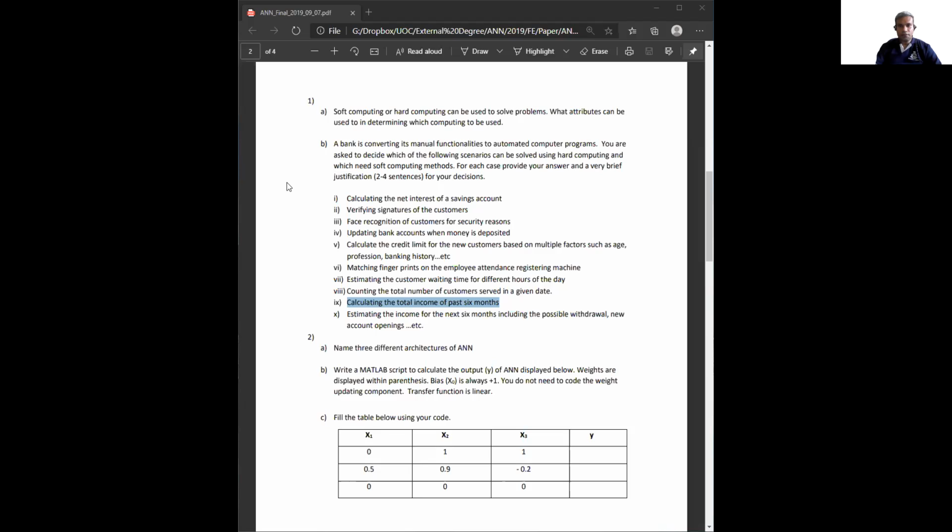So what about that one? Total income of the bank in the last 6 months. Hard computing. Data is clear. The next question, estimating the income for the next 6 months.